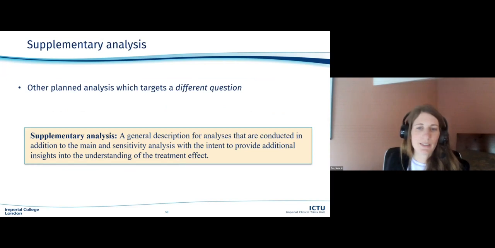Now, sensitivity analysis is different to other planned analysis, which answers a different question. That would include analysis which refers to a different estimand to more fully investigate and understand the trial data. So the addendum refers to such analysis as supplementary analysis. That's formally defined as a general description for analyses that are conducted in addition to the main and sensitivity analysis, with the intent to provide additional insights into the understanding of the treatment effect.